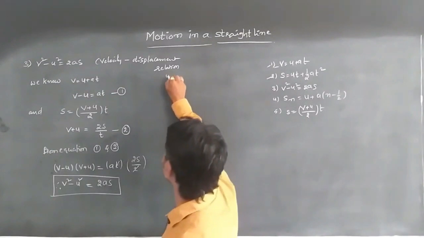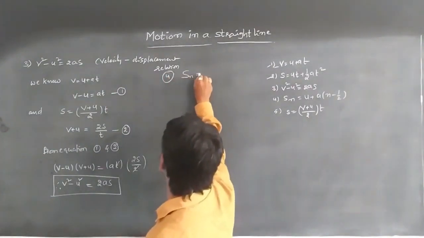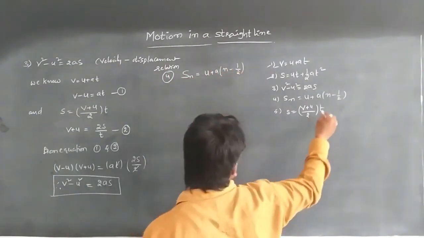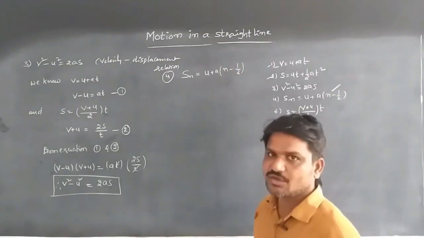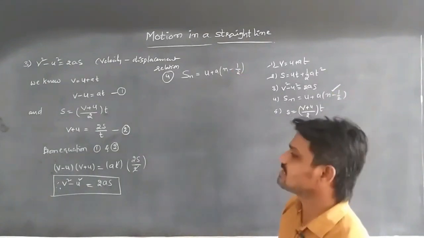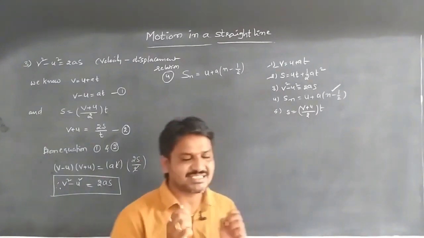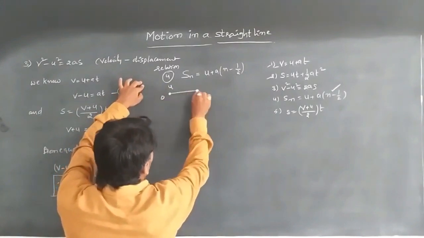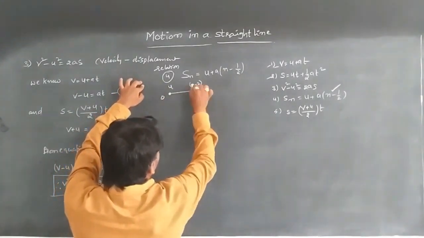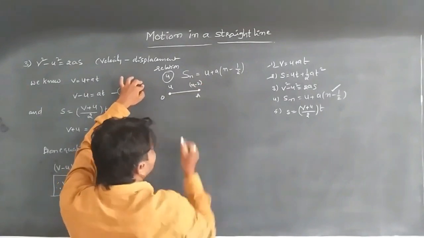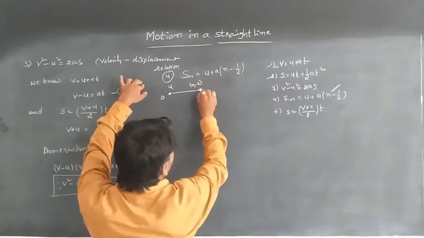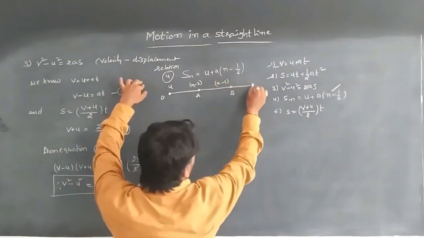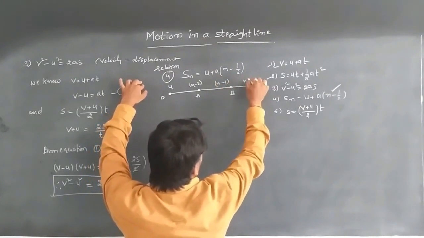The next one is the fourth one, that is Sn is equal to u plus a of (n minus 1) by 2. That fourth equation can be considered as when a body is moving. Consider a body started from O with initial velocity u, and after n minus 2 seconds it reached point A, and whenever it reached point B, it is n minus 1 seconds, and after traveling some distance to C, it is n seconds.